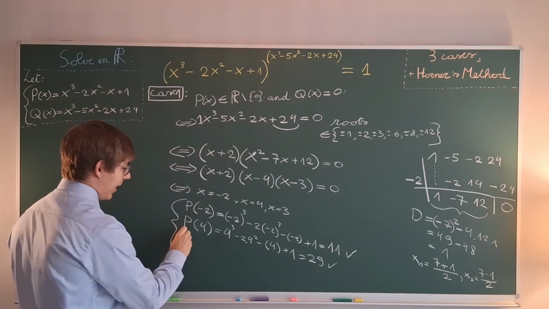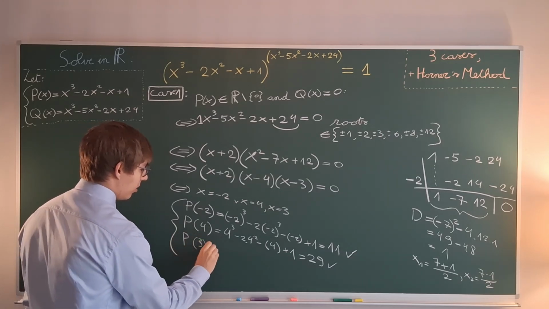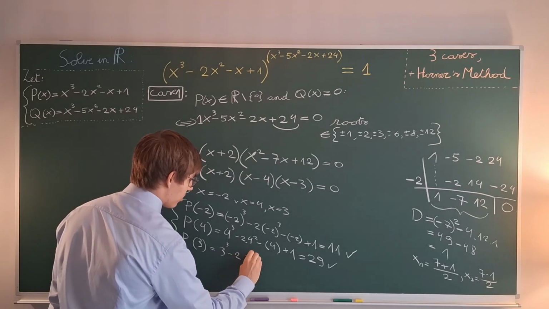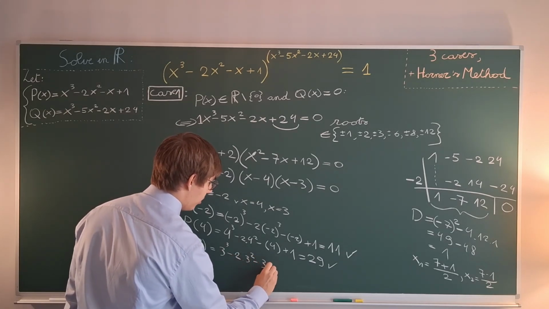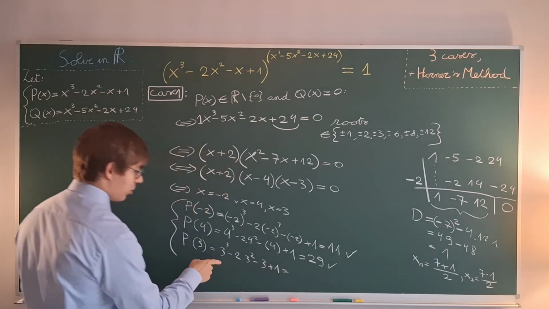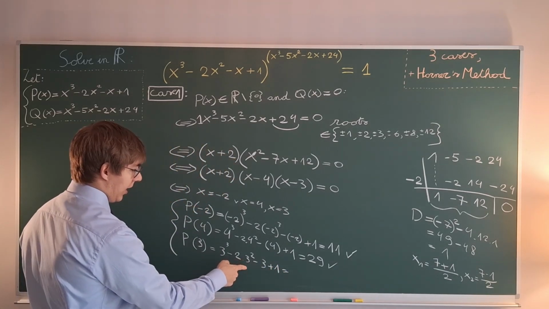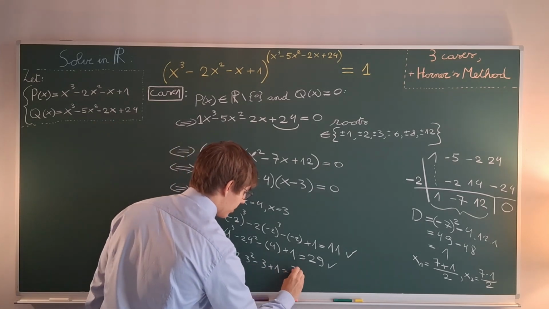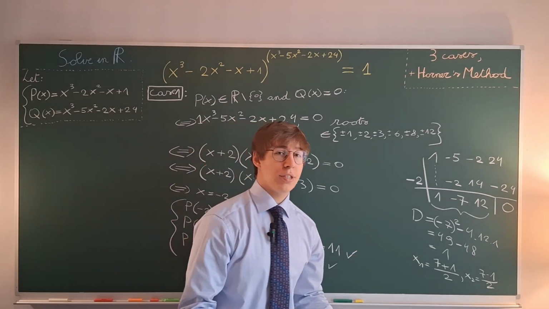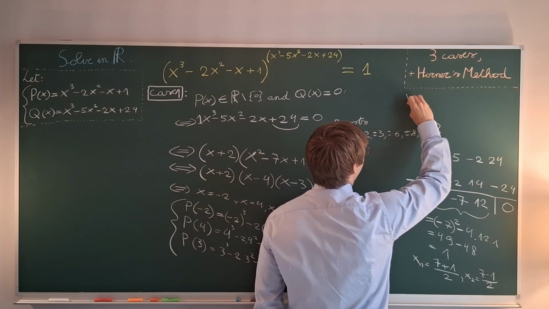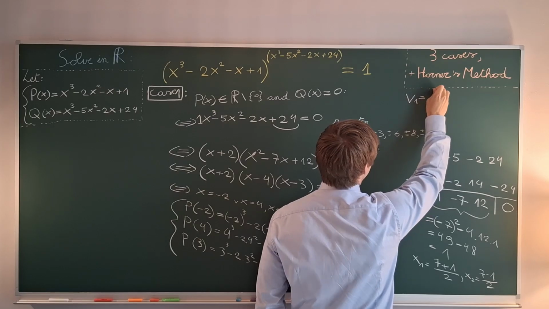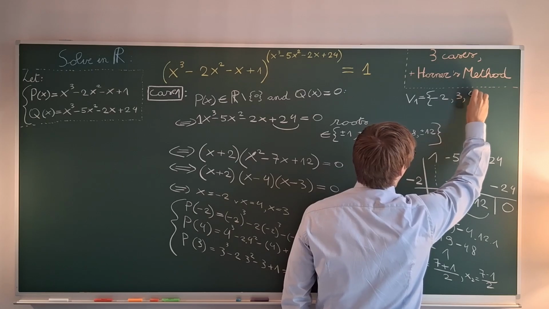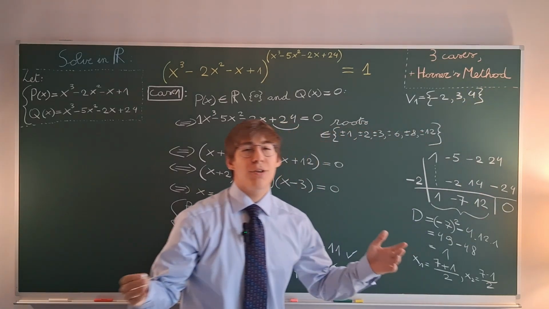So that's also great. And p of 3 is equal to 3 cubed minus 2 times 3 squared minus 3 plus 1, which is 27, minus 18, which is 9, which gives 6, which gives 7. So we get our first set of solutions, which I will call V1, and that is the set minus 2, 3, and 4. Now let's go to case 2.